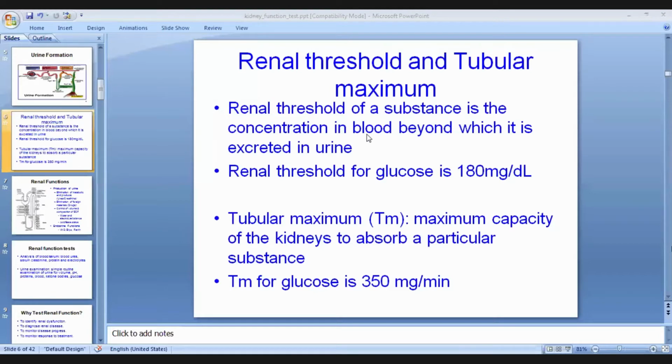It is the concentration in the blood beyond which the substance will be excreted in the urine. For glucose, you should know it is 180 mg per dL. So this is the threshold of a normal functioning kidney. The maximum capacity of the kidney to absorb a particular substance is the tubular maximum, and for glucose this is 350 mg per minute. So these two terms are very important, and with the example you can remember.